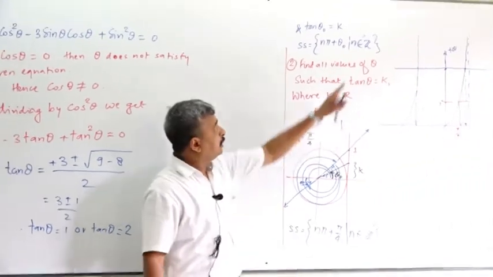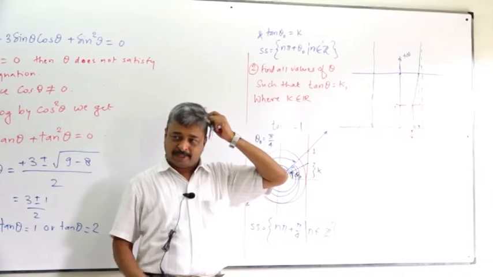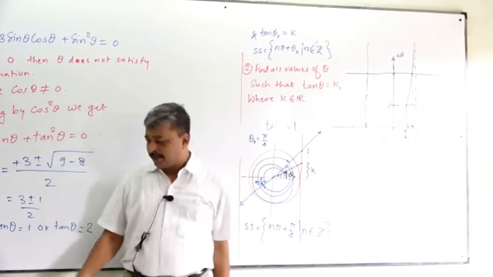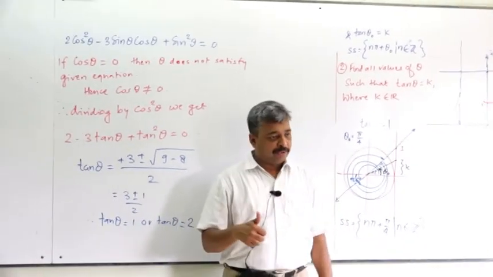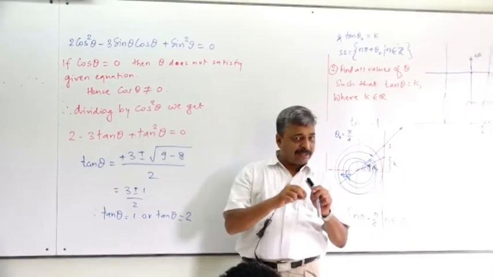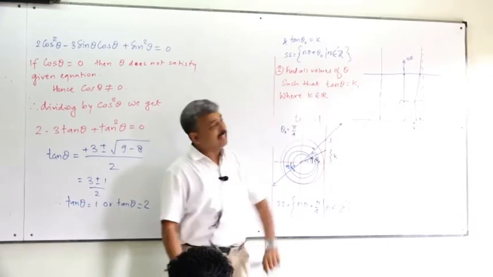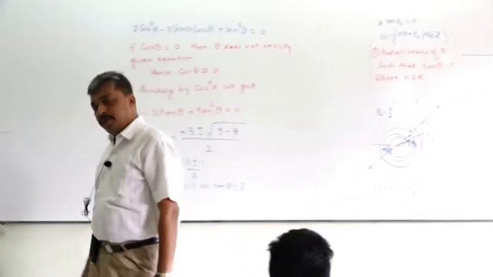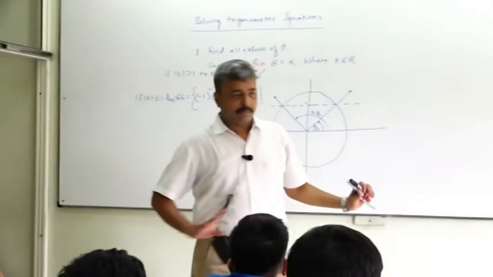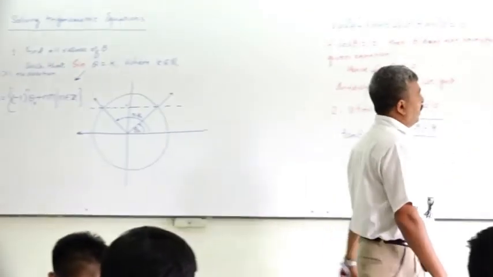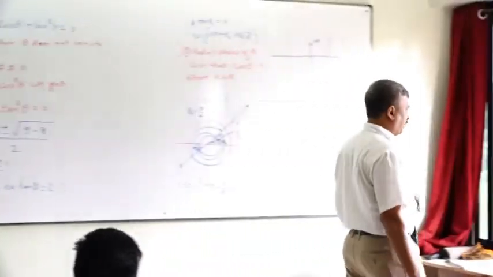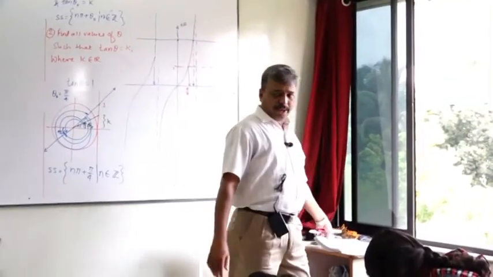Tan theta is equal to 1, theta naught is 45, pi by 4, we can write. Tan theta is equal to 2, we don't know what theta is. So we can consider, let tan theta naught is equal to 2 and therefore general solution will be n pi plus theta naught. Have you understood? So what all care we have taken? We will not square, as far as possible.